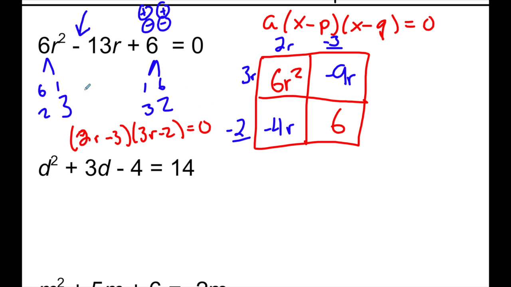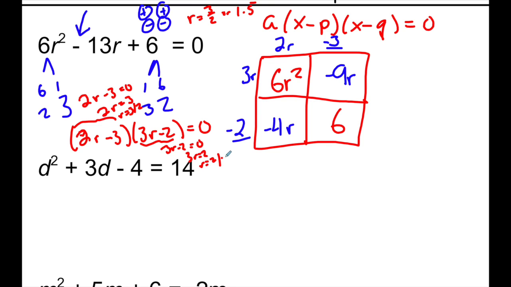So we're going to set them equal to 0 and solve. If 2r minus 3 is 0, everything will be 0. So I'll add the 3 and divide by 2. And so my first r is either equal to 3 halves, or I'll take 1.5 since they're equivalent. The other one, I'm going to do the same thing. So I've got 3r minus 2 is 0. So 3r equals 2, so r equals 2/3.